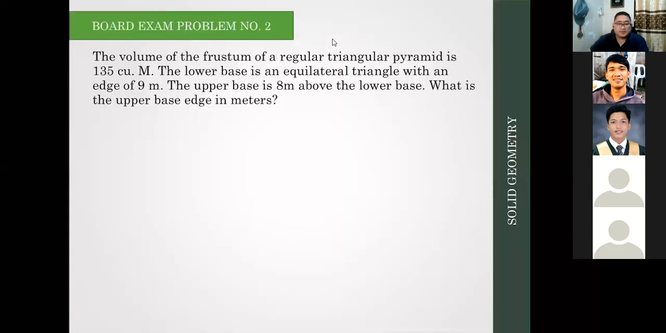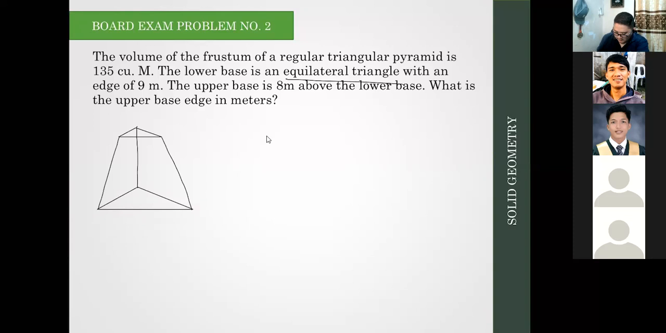Okay. So, next problem is the volume of the frustum of a regular triangle pyramid is 135 cubic meters. The lower base is an equilateral triangle with an edge of 9 meters. The upper base is 8 meters above the lower base. What is the upper base edge in meters? Okay. So, meron tayong frustum, regular triangular pyramid na siya ay equilateral triangle. So, we have equilateral triangle as base, no? So, meron din tayong another, yung upper base natin na equilateral triangle din.